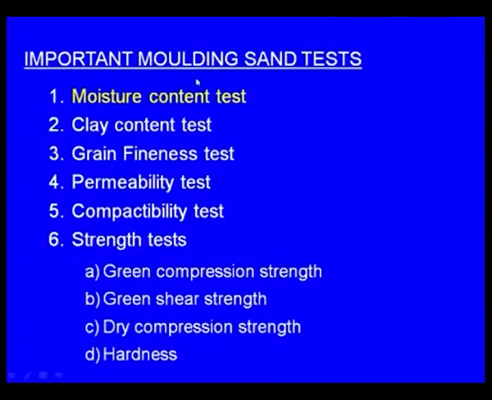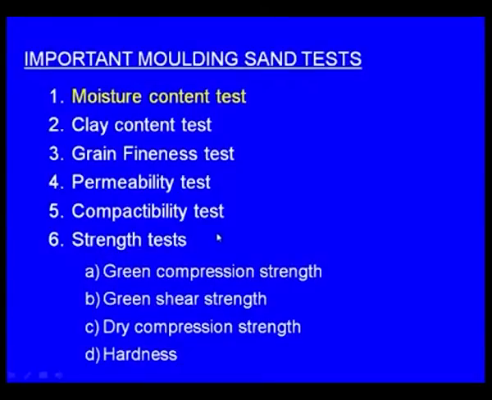These are the important moulding sand tests. One is the moisture content test, another one is the clay content test, next one the grain fineness test, next one the permeability test, next one the compactability test, finally the strength tests. And among the strength tests there are 4. One is the green compression strength, green shear strength, dry compression strength, and finally the hardness. Now let us see these tests one by one.